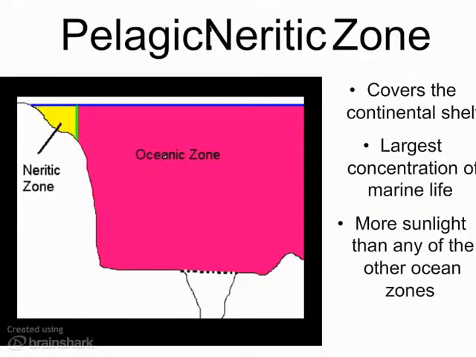Now we're going to get away from the bottom of the ocean and we're out of the benthic environment. We are now going to talk about the pelagic environment. We'll start with the neritic zone. The neritic zone is everywhere above the continental shelf. Even though this is so small, like look at the picture, it's just the yellow area. The pink area is much larger, but the largest concentration of marine life actually lives in the yellow area. That is because there is more sunlight here than in any of the other ocean zones.